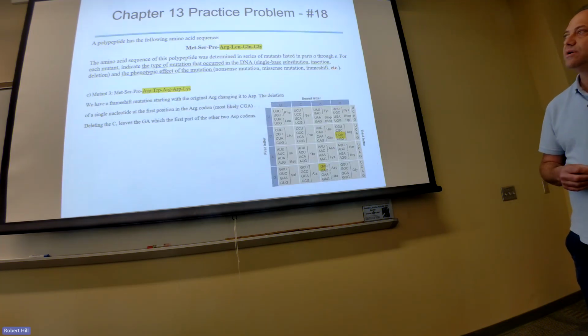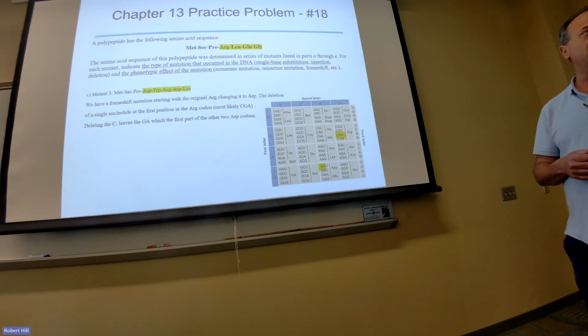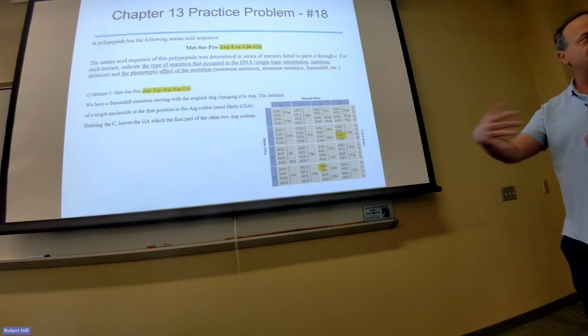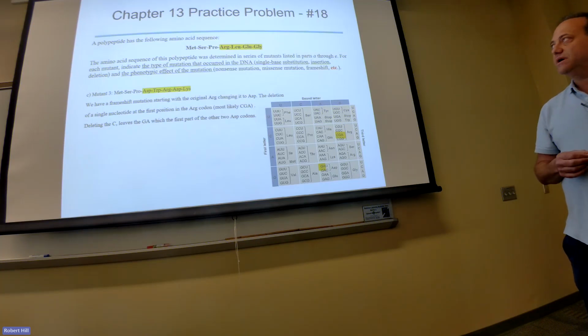Okay, so here we're going from, so we got a big change in the amino acid sequence after the proline. Right, so what could account for a really large change in the continuing sequence? That would be a frameshift mutation.